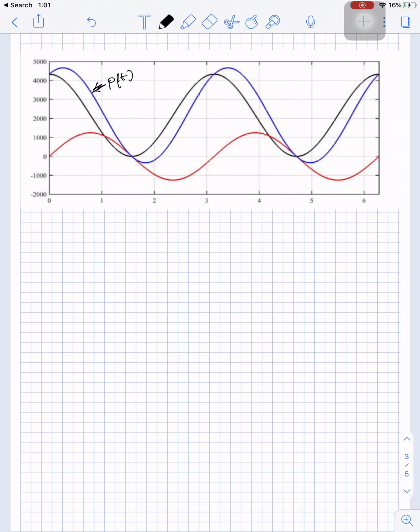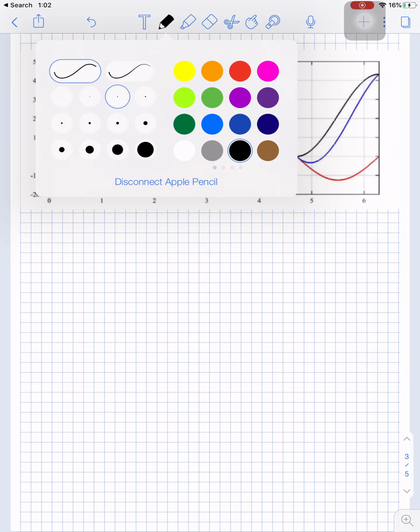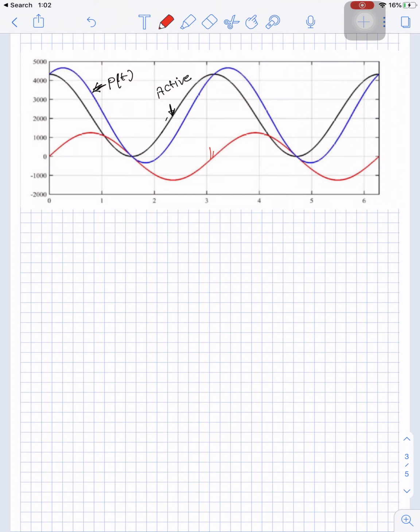Then I analyzed this p(t) into its two components. The first component here is the active component, and the second component is the reactive component. At any time instant, if you add the reactive component to the active component, this point plus this point will give you this point. So the power p(t) is equal to the active component plus the reactive component at any time.